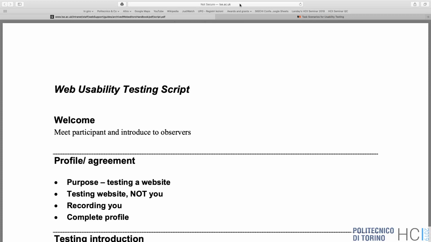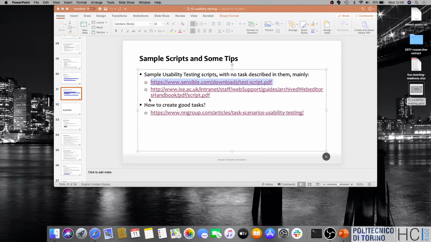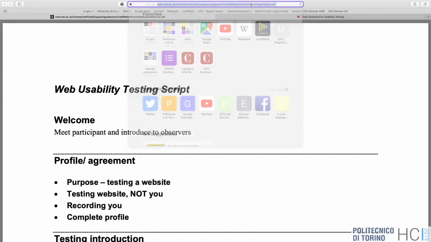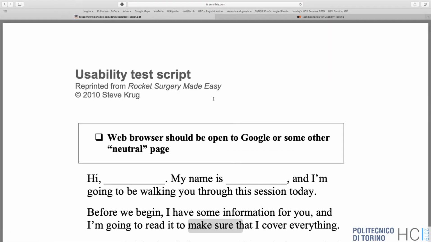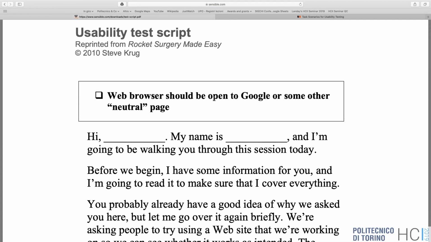And this is probably another example. This is another example. The structure is similar but not identical. There is not a right way to do this. And again, you have information for the facilitator. Before starting the session, the facilitator makes sure the web browser is open to Google or some other neutral page, so the participant has a computer in front of them with the Google homepage.